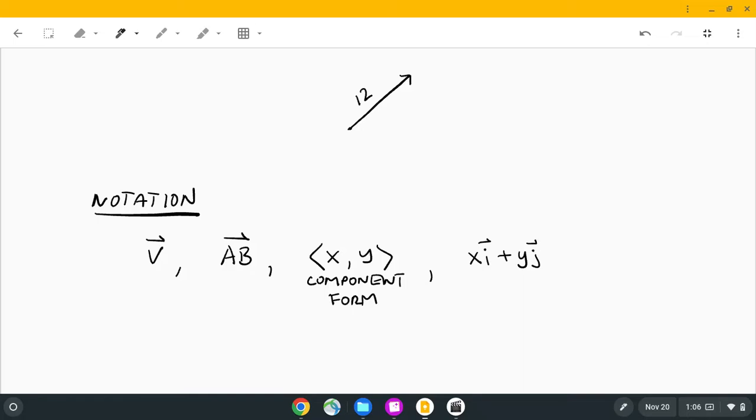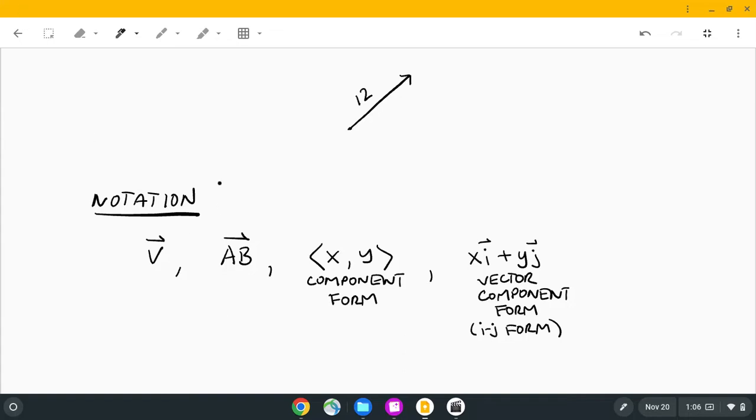Only the i and the j are vectors. The x and y are just real numbers. And this one here is vector component form. Depending on which book you use, your book calls it vector component form. Some books will also call it ij form. So it just depends.